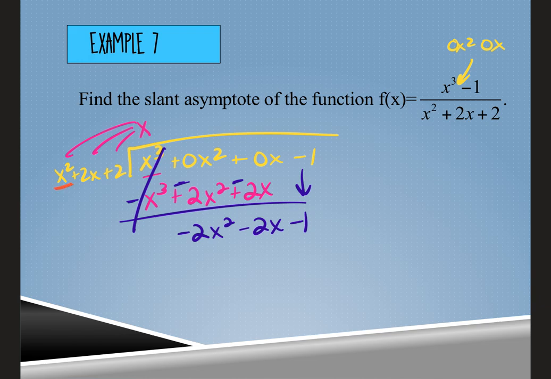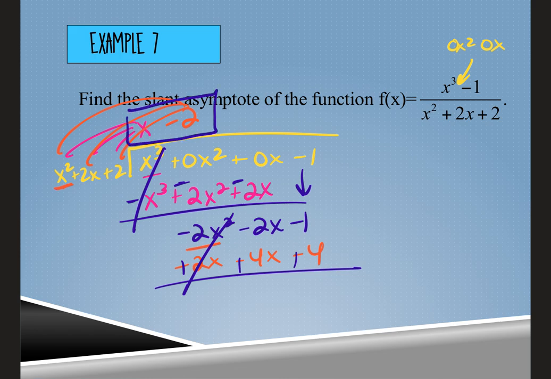What would I have to multiply x squared by to get to negative 2x squared? Negative 2. Multiply it times all 3. Negative 2x squared. Negative 4x. Negative 4. Change your signs. As long as that first one cancels, I don't even need to look at the rest because the rest is the remainder. And I ignore the remainder. So then my equation is literally my quotient equal to y.